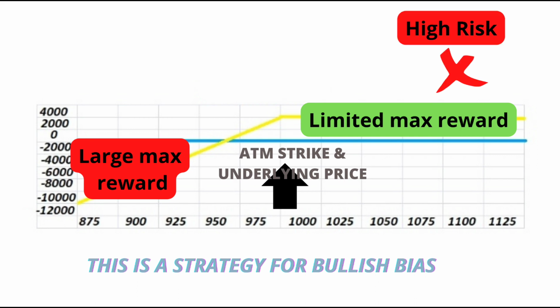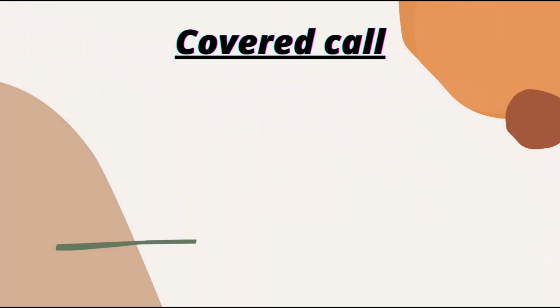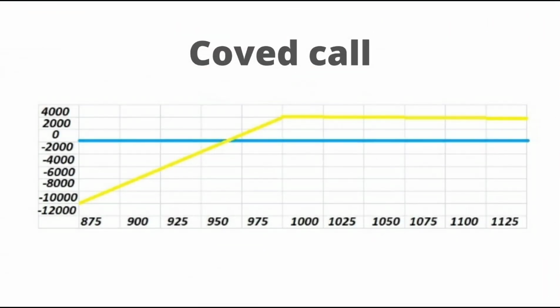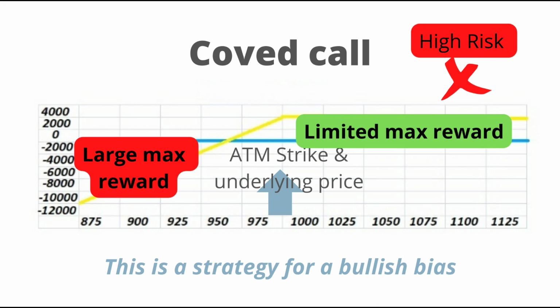Next, we have a strategy called covered call, which consists of buying 100x shares of the underlying stock and selling X number of at the money call option contracts. This is exactly the same as a short put strategy in terms of payoff, but it's a different way of putting together the strategy without any put options. In the payoff chart, we can observe that this strategy is exactly the same as the short put.